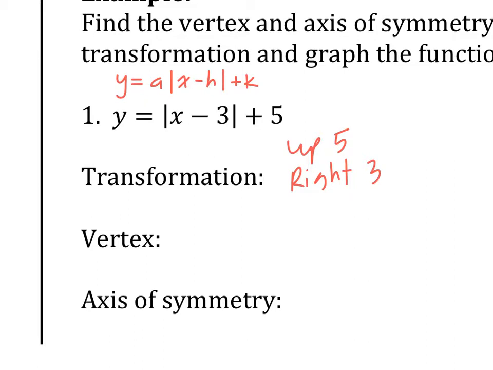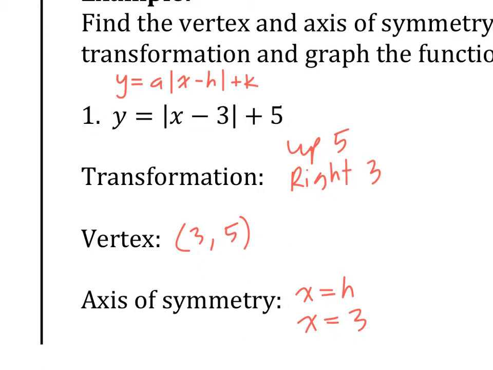All you're going to do is some matching. So what number is h? Three. This is x minus h, and this is x minus 3, so h has to be 3. Okay, what number is k? 5. Very good. So the vertex is at (3, 5). Remember that the axis of symmetry is x equals h, so what is the axis of symmetry for this? Yes, x equals 3.